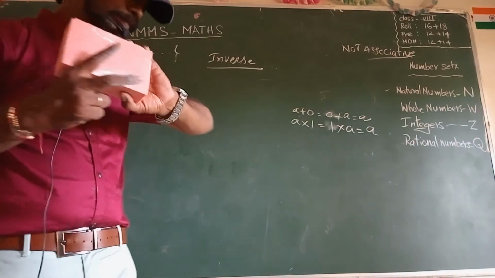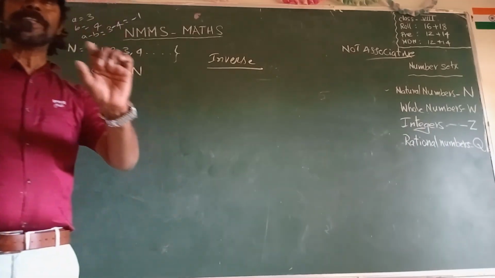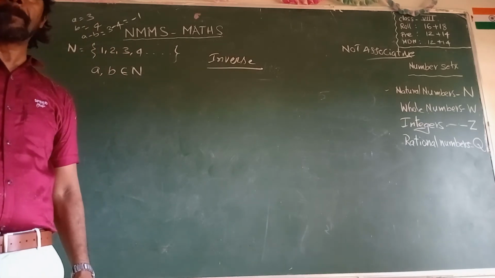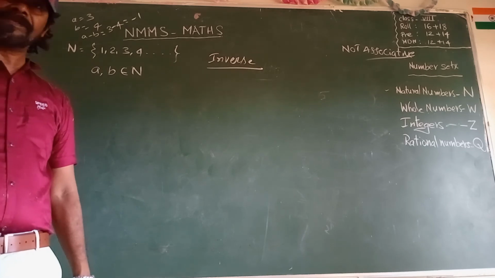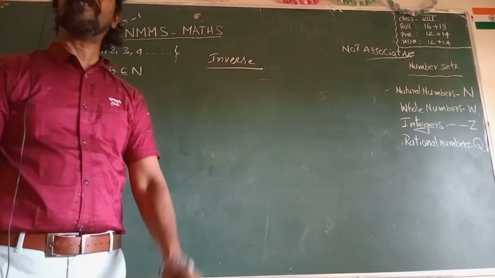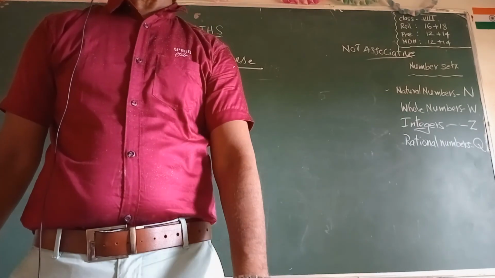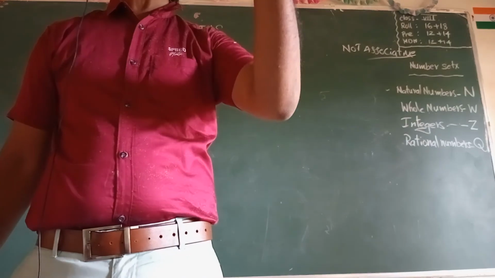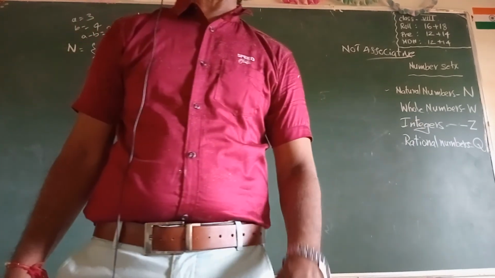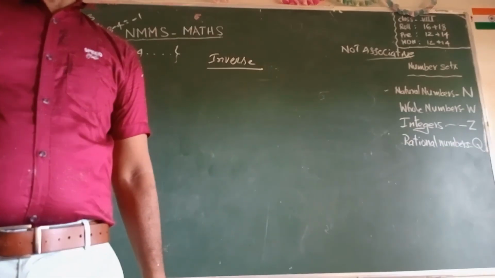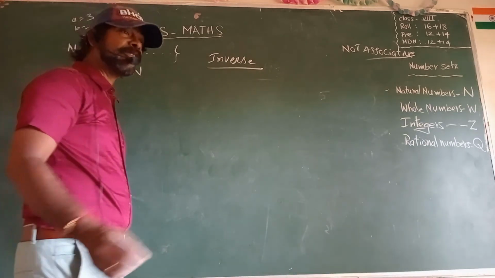Now, inverse. What is inverse? If you take any number from the set of natural numbers and perform addition, subtraction, multiplication, division, we must get identities. Then only we say it has an inverse. Suppose I took 5.